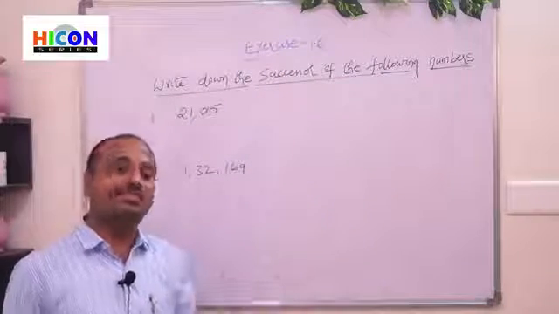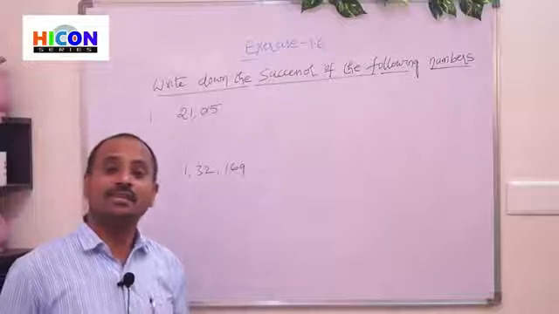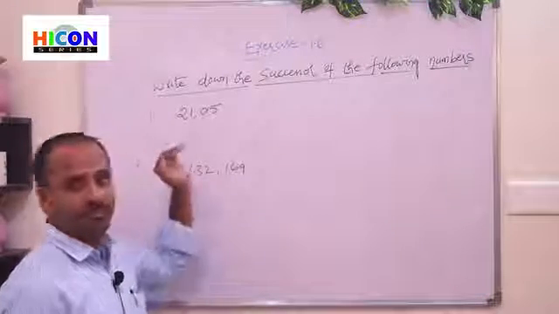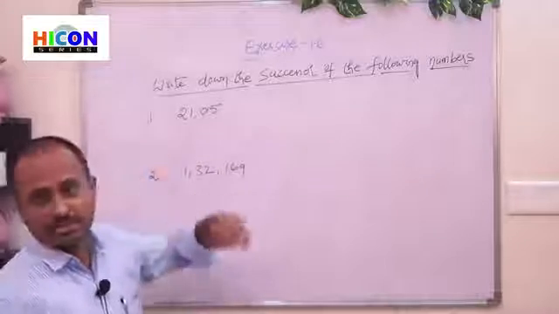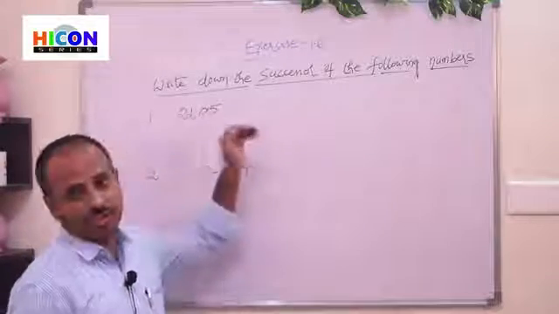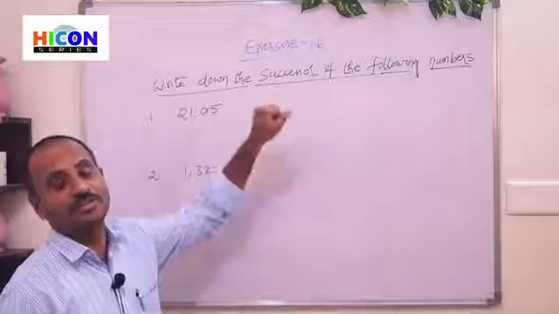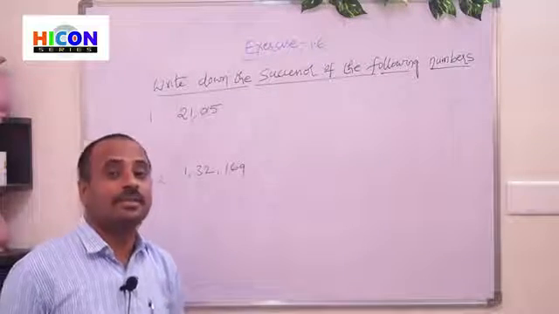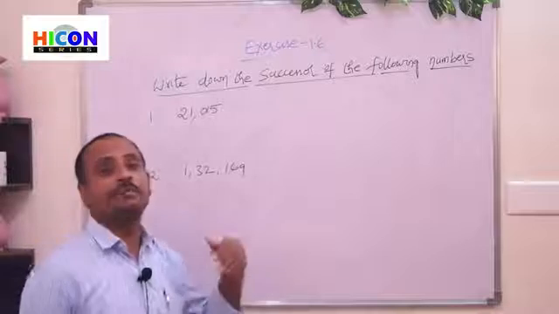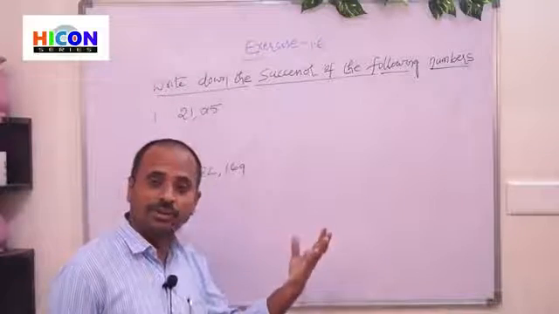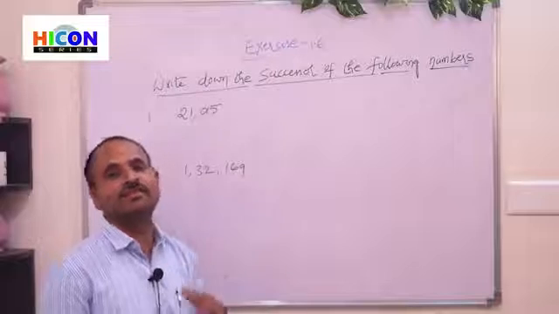So what is a successor? The successor is the number which comes just after the given number. And how can we obtain the successor? The successor can be obtained just by adding 1 to the given number. So if we add 1 to the given number, we get the successor of the given number.